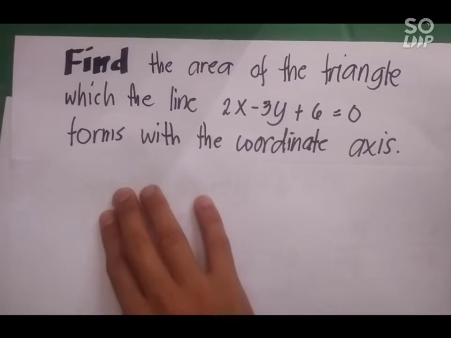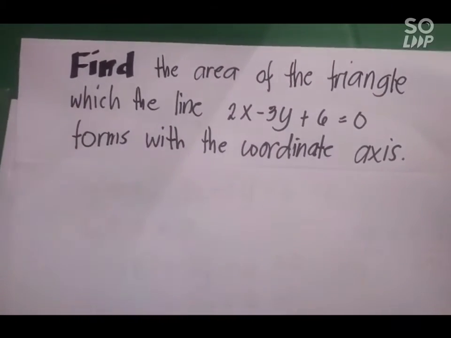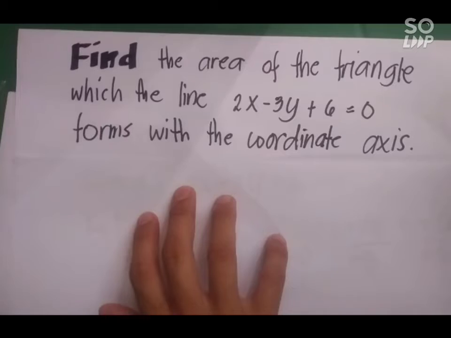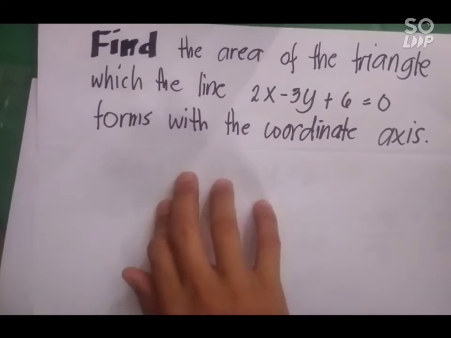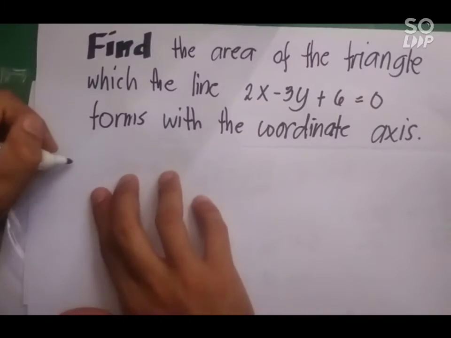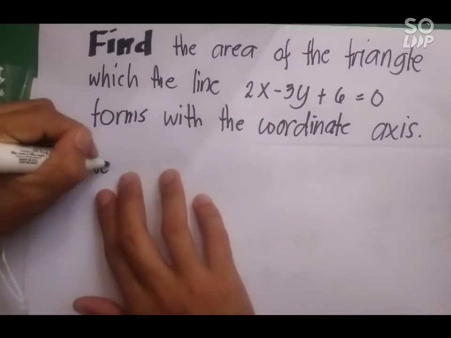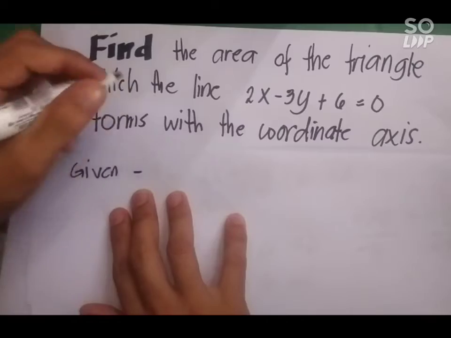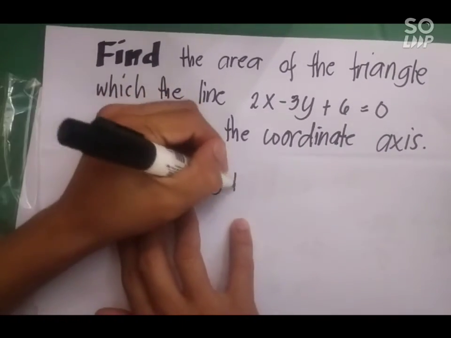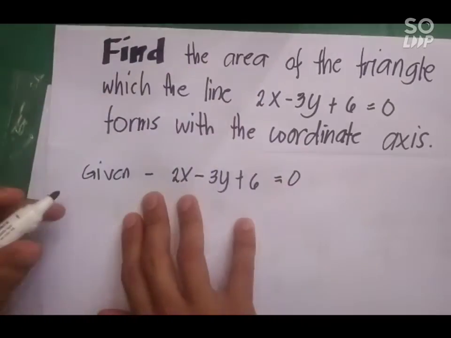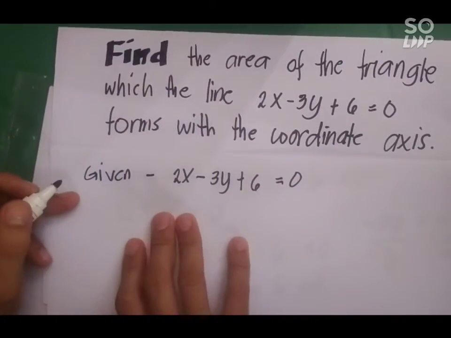Example 1: find the area of the triangle which the line 2x minus 3y plus 6 equals 0 forms with the coordinate axes. So the given is the line 2x minus 3y plus 6 equals 0. First we find the coordinates.